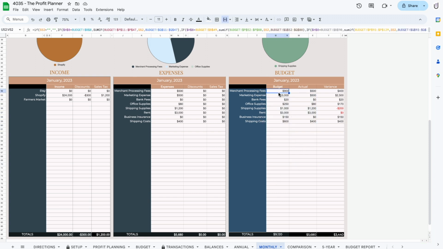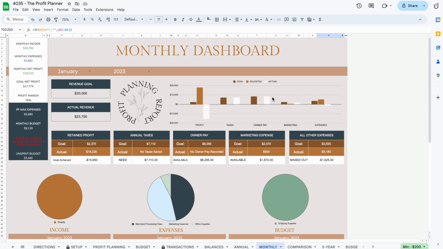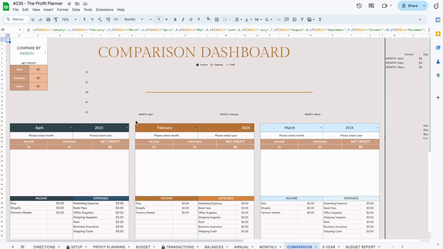So if our budget for merchant processing fees is $900, but we've actually spent 500, we can see what the variance is here. If it's in red and it's negative, that means that you've overspent in that category. So in order to make up for it, in order to hit your profit retention goals, you'll need to either make more money, pay yourself less, or you'll need to watch your budget or your spending in other categories to make up for that over expenditure in one category. So all of this information is going to be very helpful for you when you are choosing to spend your funds throughout the month.